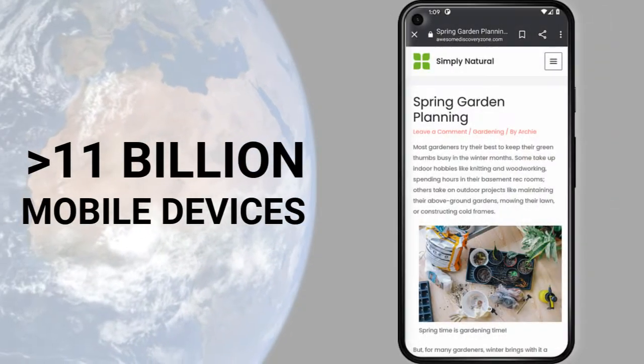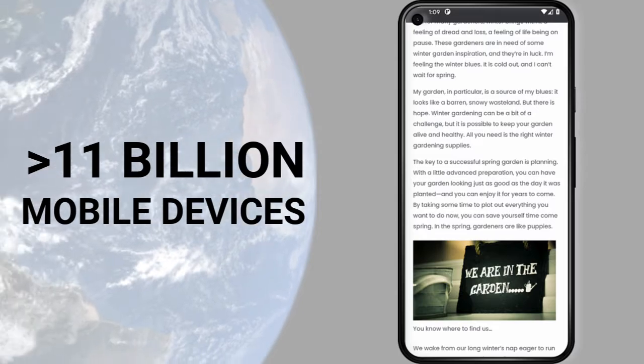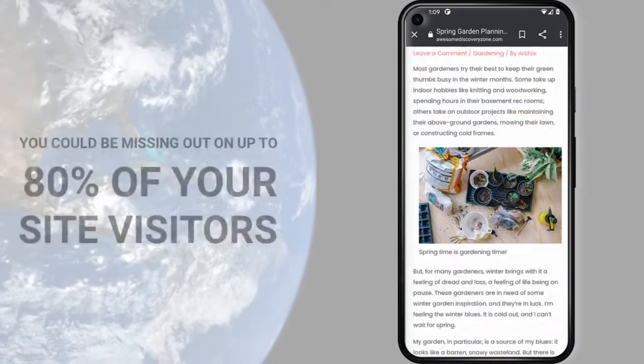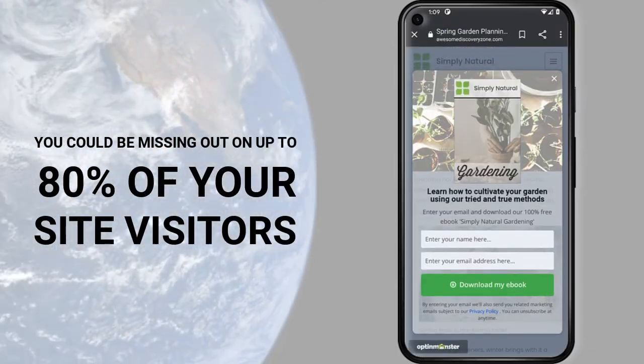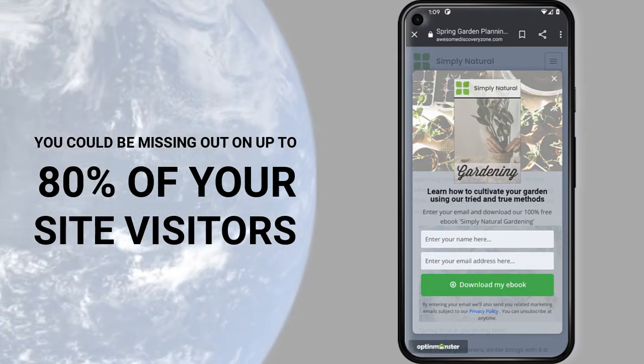Did you know that there are over 11 billion mobile devices on the planet? That's more than the entire population of the world. If you're not targeting users on mobile devices, you could be missing out on up to 80% of your visitors.